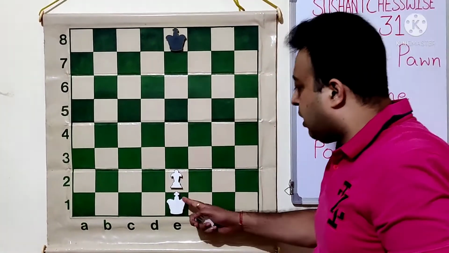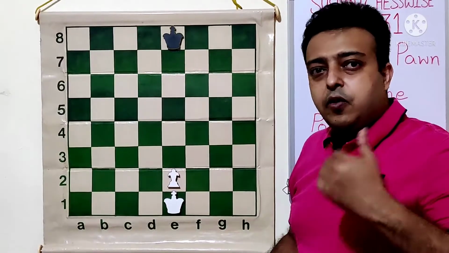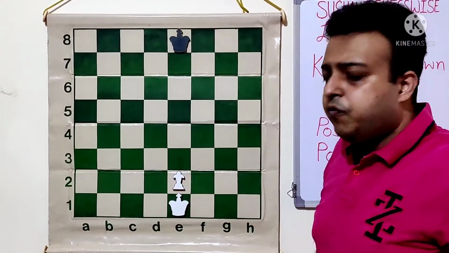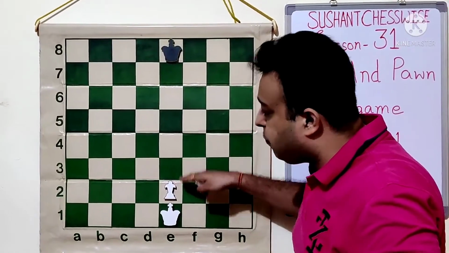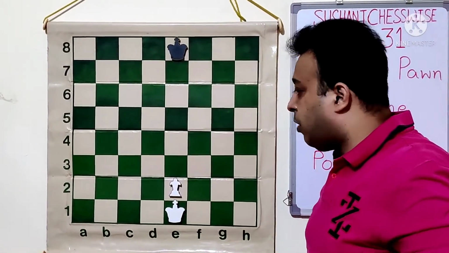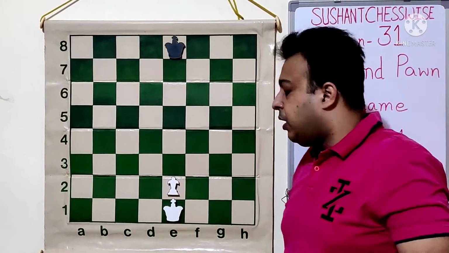First thing. Second, the king will always try to go ahead of the pawn. If possible, it will come in the same line ahead of the pawn, but it will try to go ahead of the pawn. The king should not remain with the pawn or below the pawn. Okay, these two things are very important.